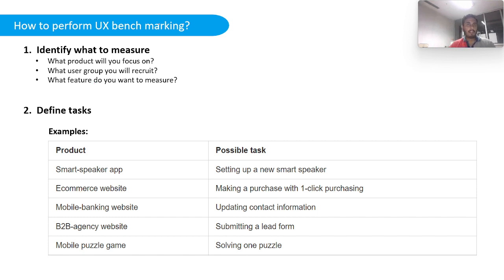Okay, so now we'll learn about how to perform UX benchmarking. Already I gave an example of what UX benchmarking is and how to do it, but this is more systematic in nature. Let's see. The very first thing we need to identify is what to measure. So again, like in competitive analysis, we figure out what product we will be focusing on. Then, who will be our target user.